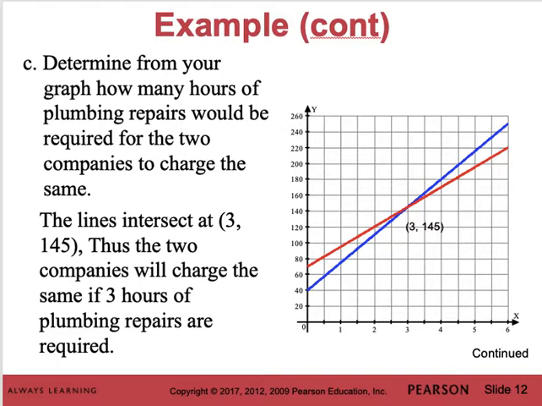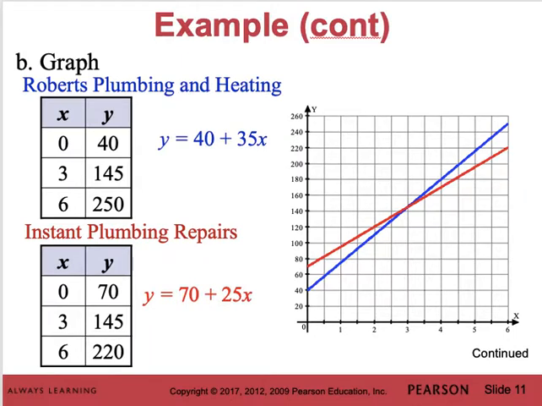After that, what do we notice? The cost is actually cheaper on the red line than it would be on the blue line after you meet that amount of 3 hours. So even though you are paying more up front, you'd be paying less if your work would take longer than 3 hours, and you'd want to go with the red group, which is our second instant plumbing repairs.